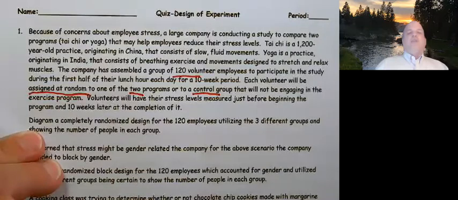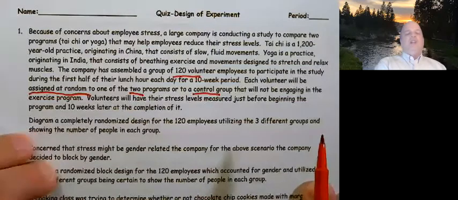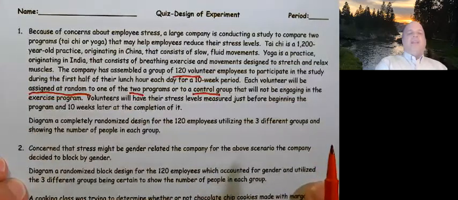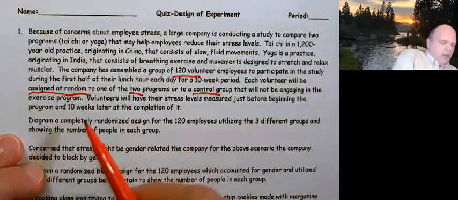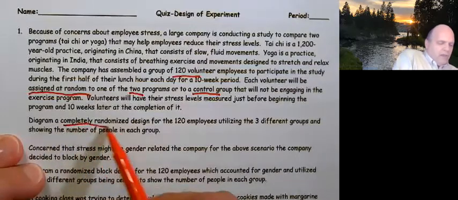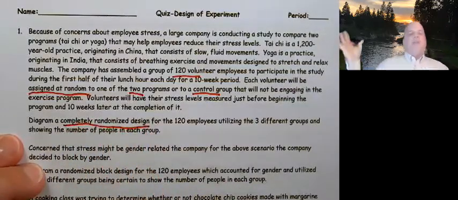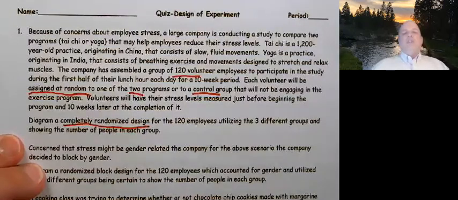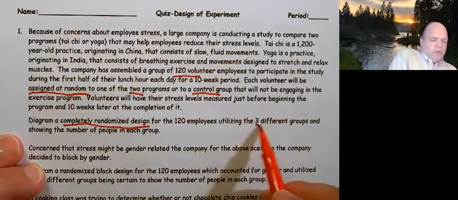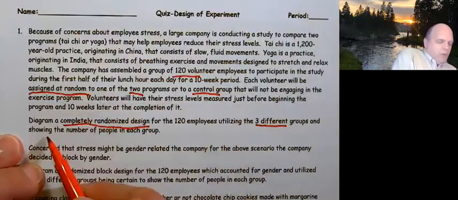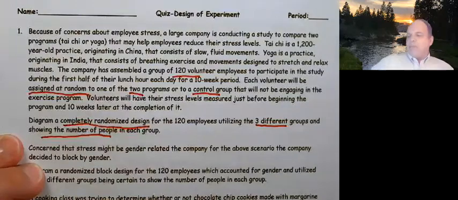Volunteers will have their stress levels measured just before the beginning of the program and 10 weeks later at the completion of it. Diagram a completely randomized design. Whenever I see completely randomized design, I go, hey, I'm going to place everyone's name in a hat and draw for the 120 employees using the three different groups, showing the number of people in each group. So I need to show how many were in each group this time.